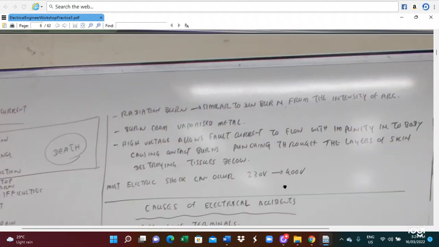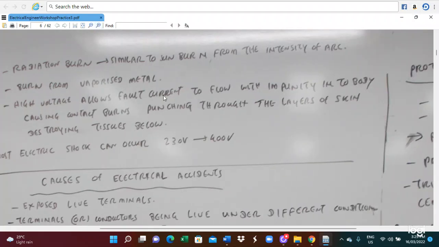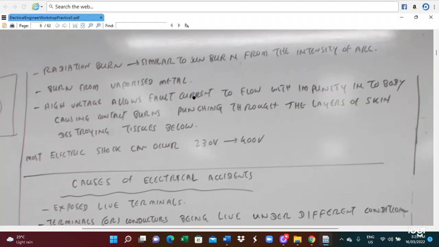We also have to know about radiation burns. A radiation burn occurs although you do not touch the electricity directly, because the electrical radiation can also burn the body. Radiation burn is similar to a skin burn from the arc, or a burn from vaporized metal. High voltage allows the current to flow with impunity into the body, causing contact burns passing through the layers of the skin, and the tissue below.